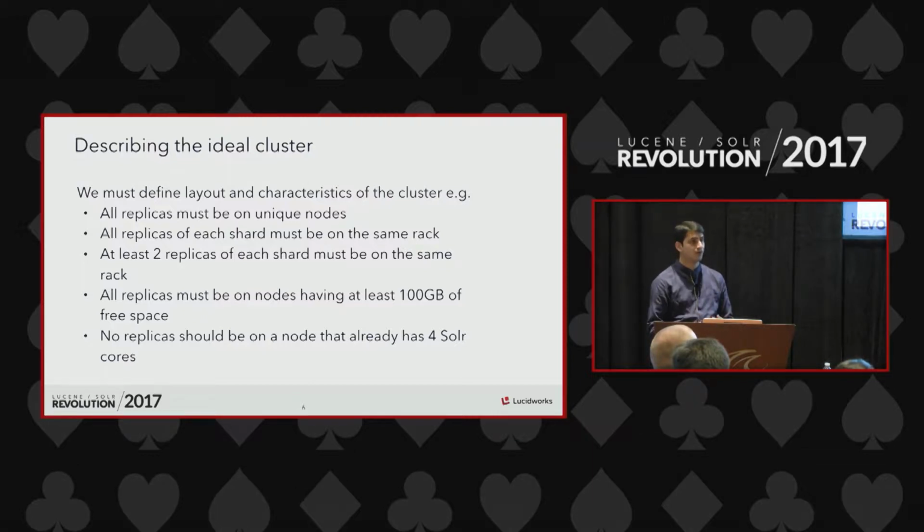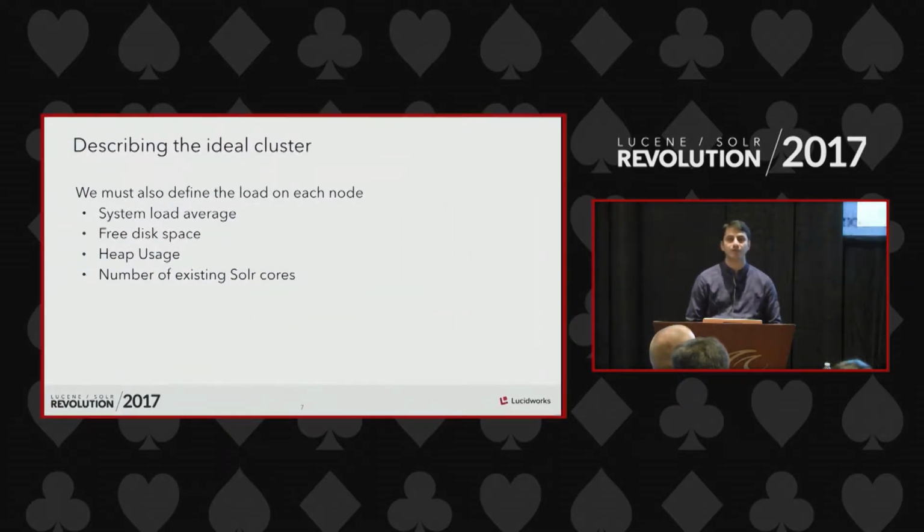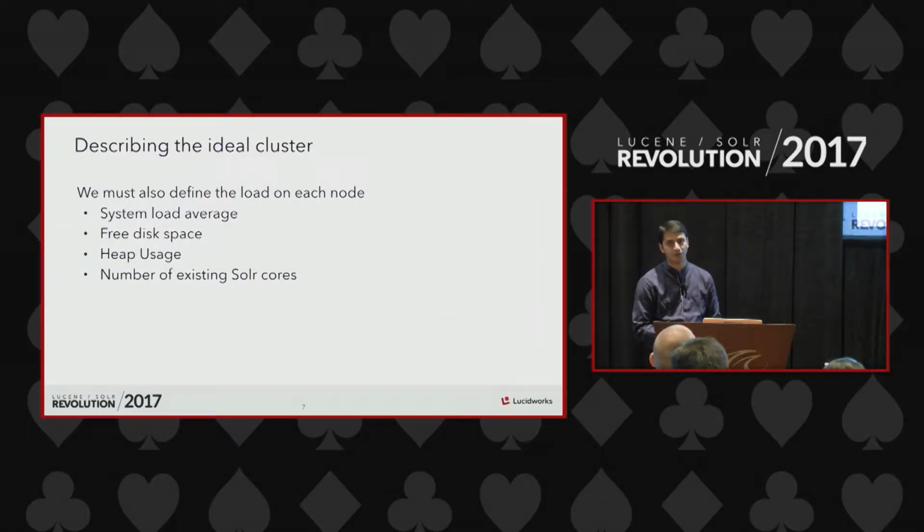Then maybe you have some more advanced things. Maybe you want to say, hey, all replicas of a particular shard should always go on this rack, but all replicas of that shard should go on that other rack, and so on and so forth. So how do we describe this? How do we tell something like this to Solr? The other part is, how do you measure the load on a particular node? On what parameters do you measure it? Those parameters could be the system load average. It could be free disk space. It's usually a combination of all of them, right?